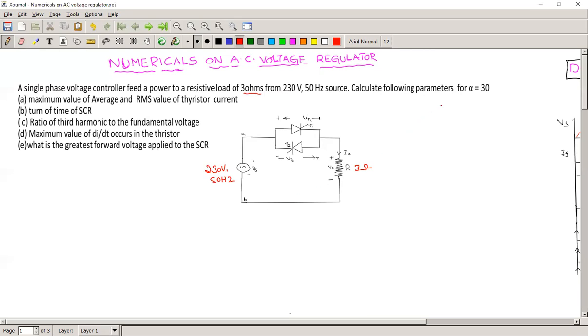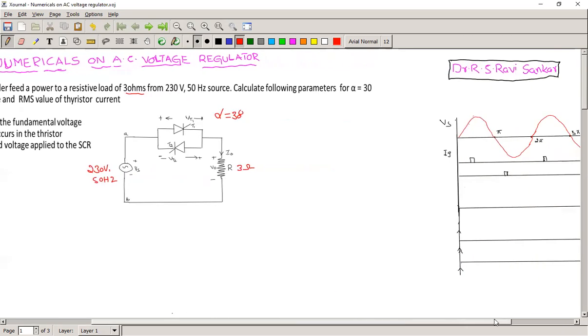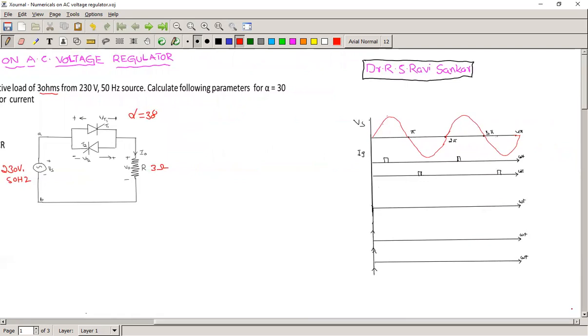Calculate the following parameters for alpha equal to 30 degrees. Alpha is given as 30 degrees. Find the maximum value, average and RMS value of the thyristor current. Before finding the average and RMS value of thyristor current, we are going to draw the waveform.